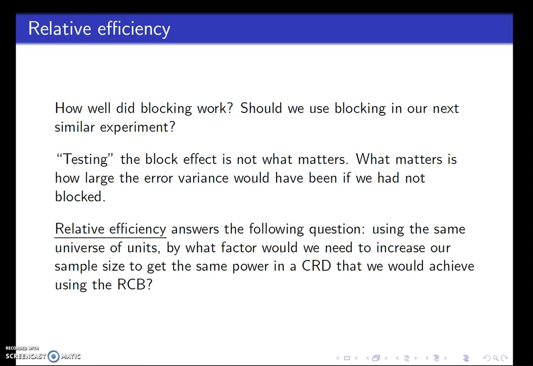Using that same universe of units, by what factor would we need to increase our sample size to get that same power in a CRD that we can achieve using a randomized complete block? I like relative efficiencies. I don't see people reporting them, but I think they have a lot of relevancy anytime you use some kind of efficiency measure in a design. And so I always like to compare it back to maybe the simplest CRD and see what my relative efficiency is.